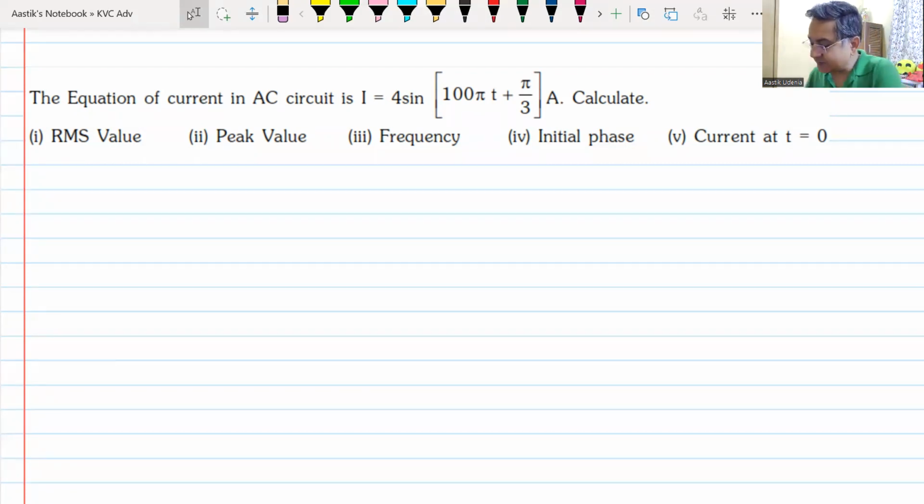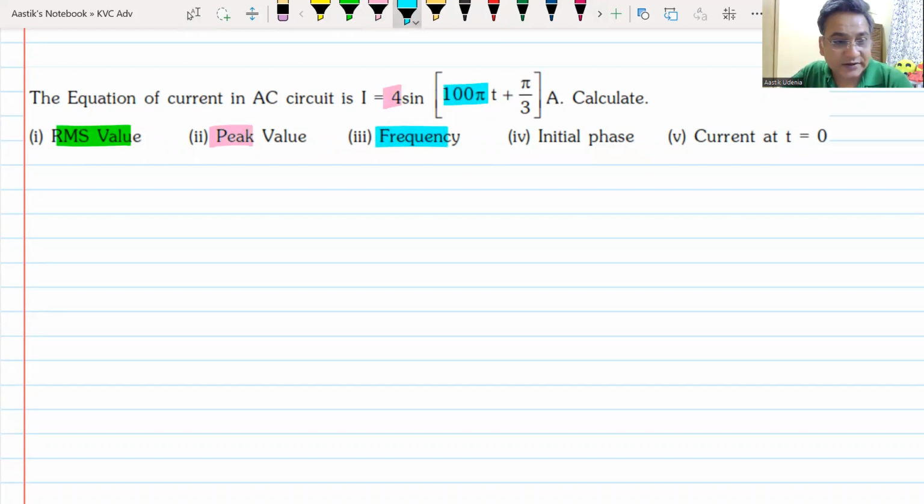As you can see, the peak value is 4 ampere. Yes, sir. The RMS value will be 4 divided by root 2, which becomes 2 root 2. Yes, sir. The angular frequency is 100 pi, so the frequency becomes 100 pi divided by 2 pi, which is 50 hertz. Yes or no? Yes, sir. 50 hertz. The initial phase is pi by 3. Yes or no?